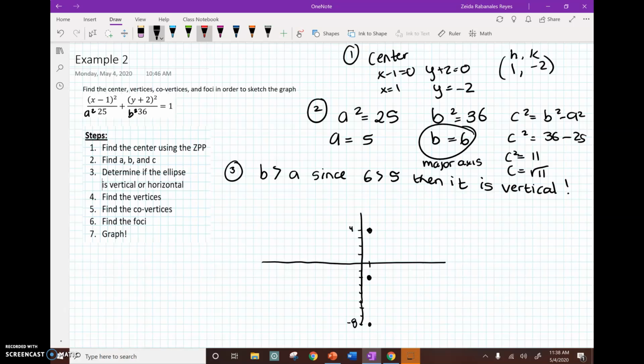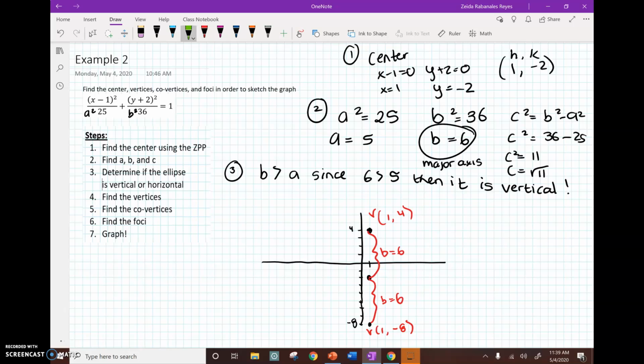So then I can, this was B, which was 6, and you do it for both. B, which is 6. So then that gives me the vertex of 1 comma 4. And then the vertex of 1 comma negative 8. So less math than what we were doing in example 1.